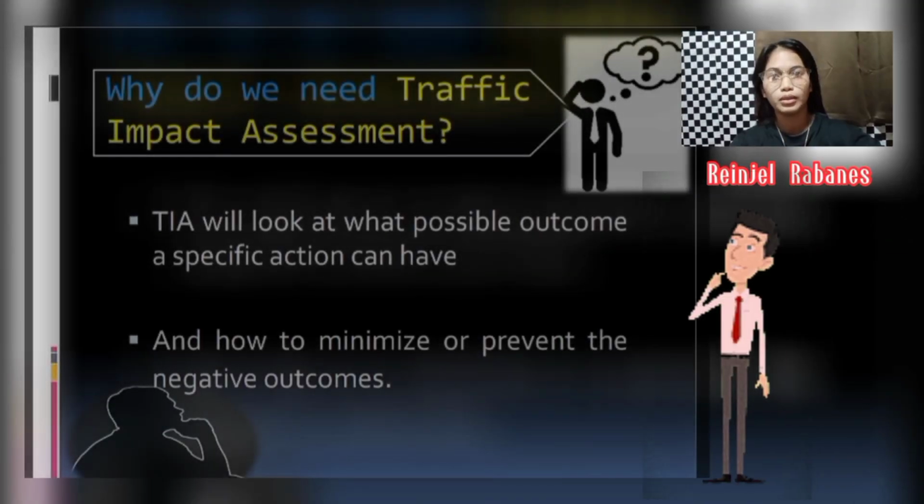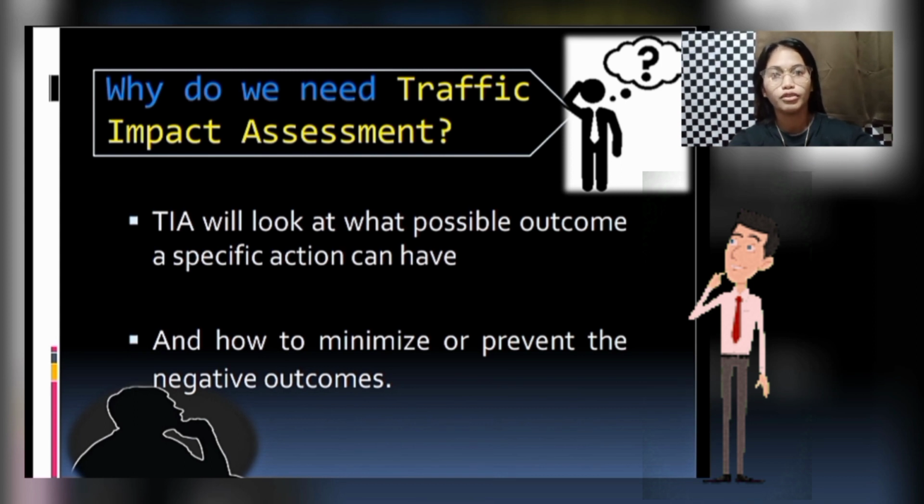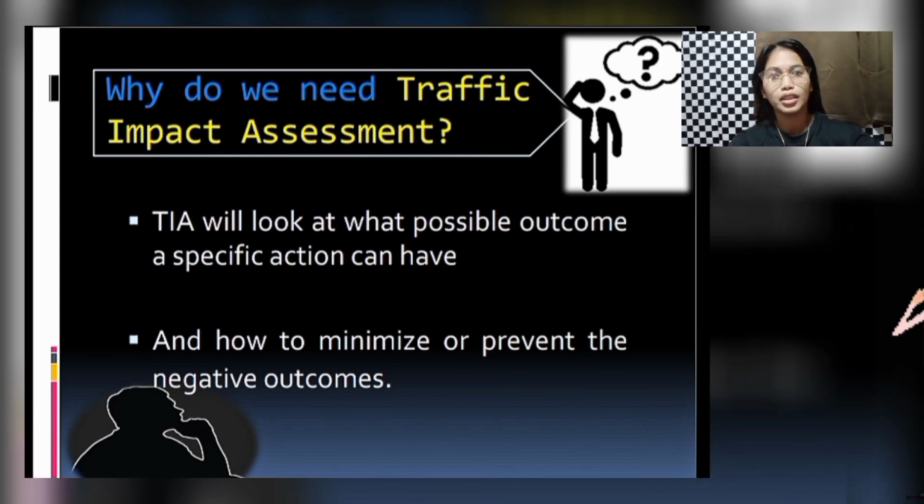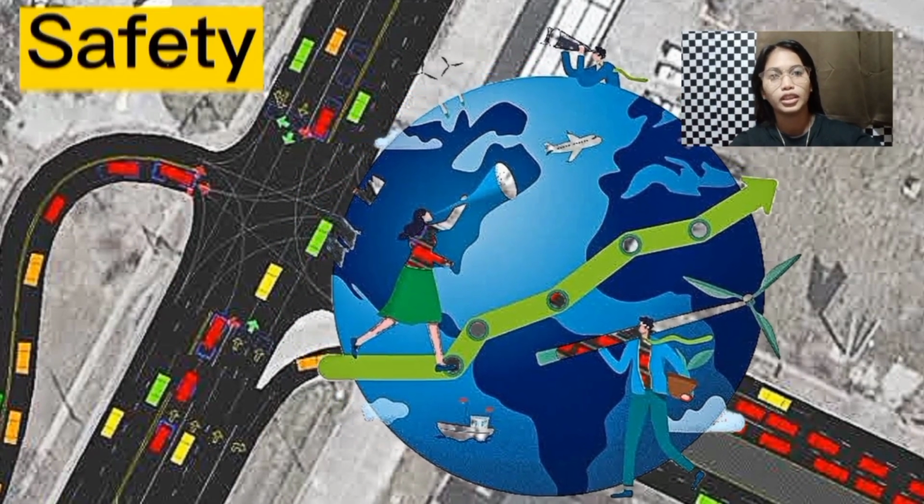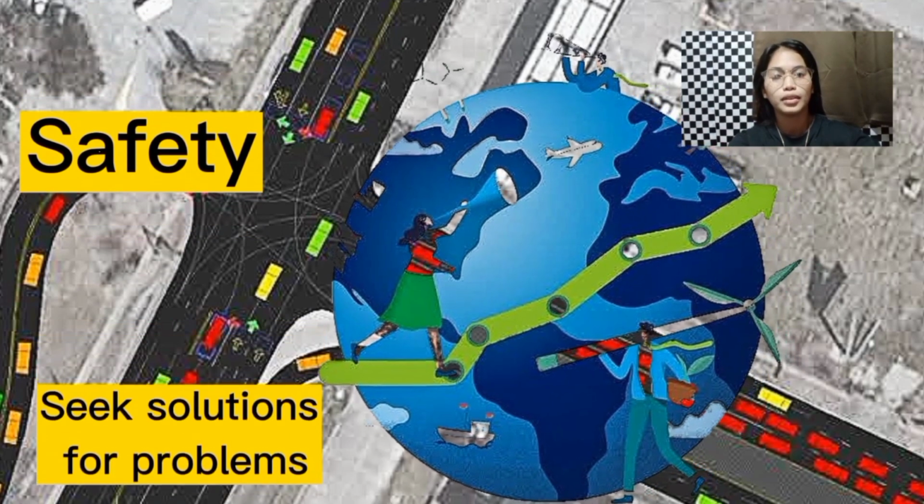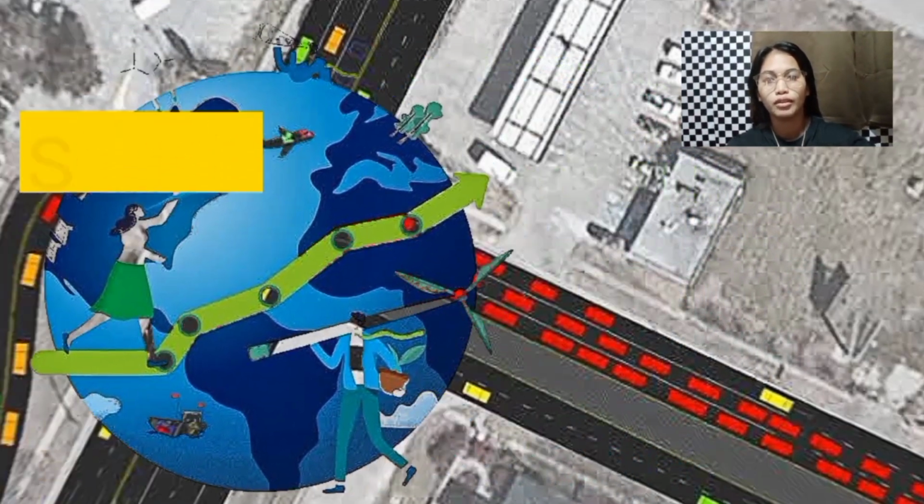Why do we need traffic impact assessment? A traffic impact assessment will look at what possible outcomes a specific action can have and how to minimize or prevent any negative outcomes. It means the traffic impact assessment is responsible for maintaining safety and seeking a variety of solutions to a specific problem that might be encountered on the road.